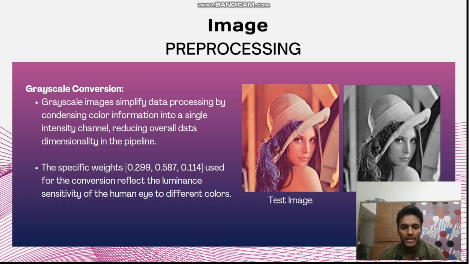We start by changing the image to grayscale. Why? Well, it's like making things easier for the computer and our eyes. Imagine using only black, white, and shades of gray. That is called grayscale. Now, grayscale images simplify data processing by condensing color information into a single intensity channel and also reducing overall dimensionality in the pipeline.